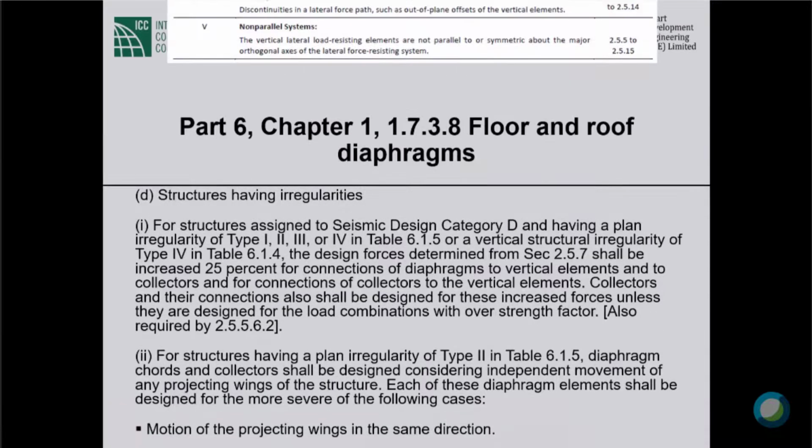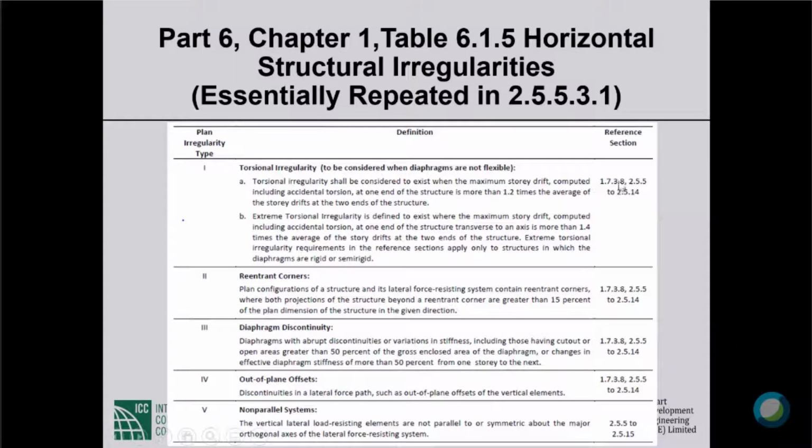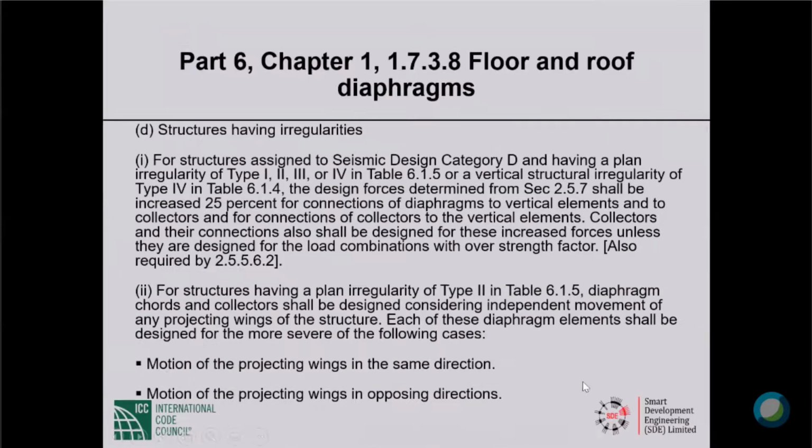The 1738 section that is referenced here, when you have torsional, actually many horizontal irregularities, type 1, type 2, type 3, type 4, for all of those 1738 is invoked. What does 1738 tell you? So this is the section.